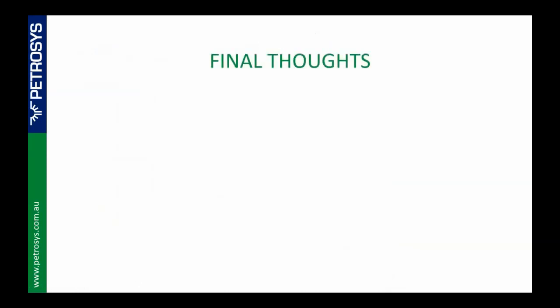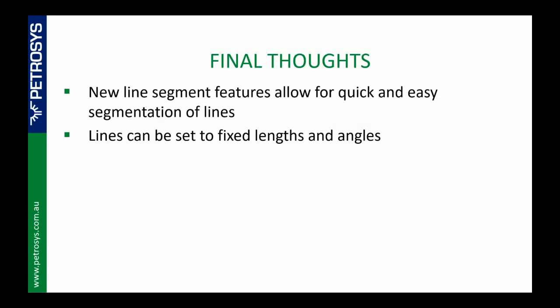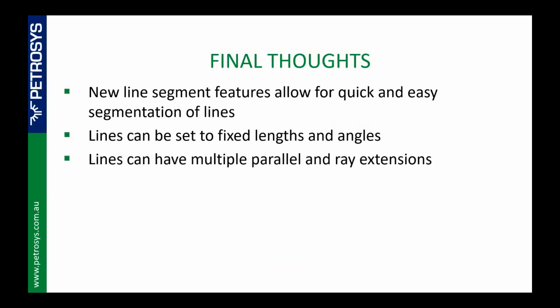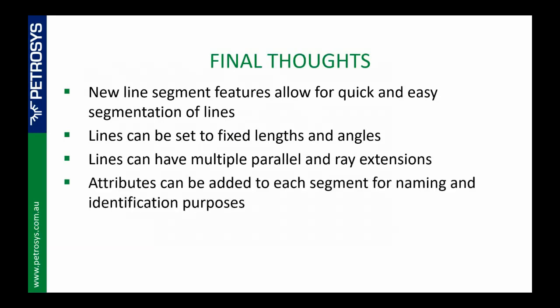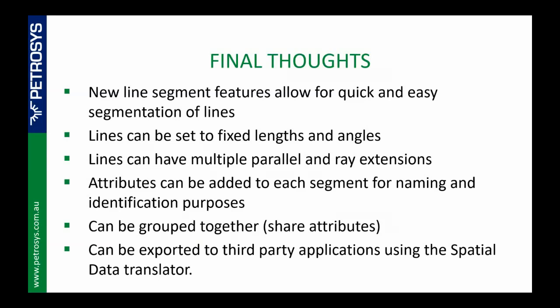So new line segment features allow for quick and easy segmentation of lines, so we can quickly generate those lines on our map, and we can set those to fixed length and angles as well. The lines can have multiple parallel and ray extensions, and we can also add attributes to each of those for naming and identification purposes. And we can also group them together where they share the attributes, or they can also be individual specific lines with their own specific attributes. And we can export those into third-party applications using the Spatial Data Translator. We do have separate webinars and videos on how to use the Spatial Data Translator.